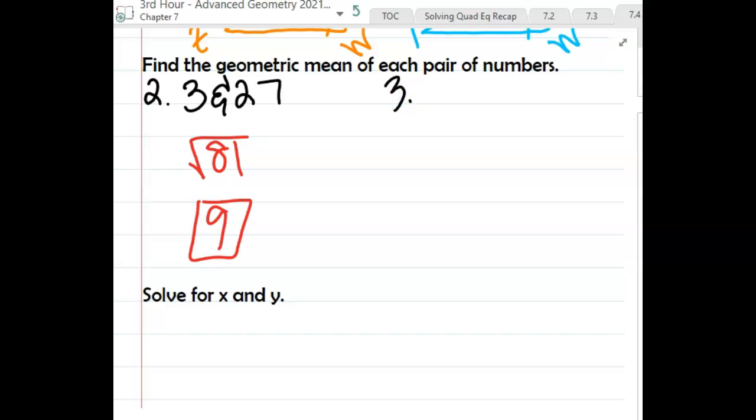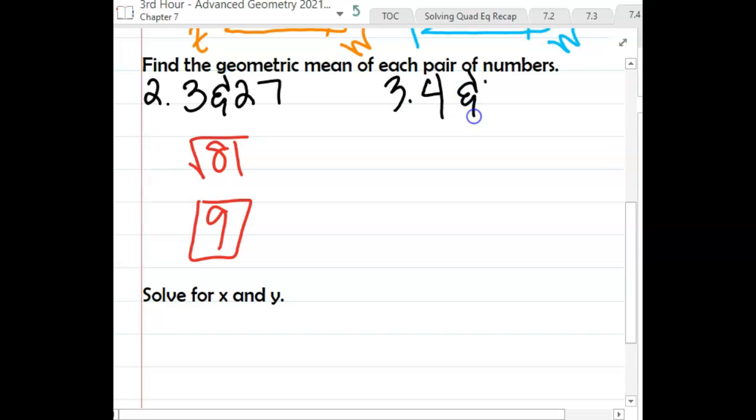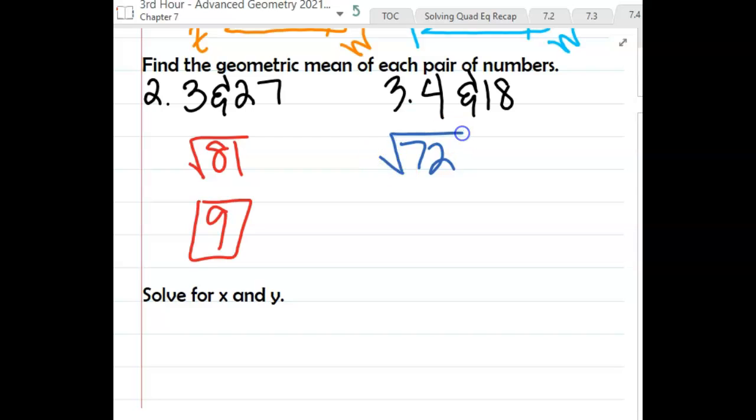Now number 3, if I have something that says 4 and 18, once again, for the geometric mean, you multiply them together, because keep in mind, they're the cross products. You would have 4 over x equals x over 18. If you did the cross products, you would multiply 4 and 18. We'd get 72, but that would be equal to x squared, because you'd also be taking x times x, which is why we take the square root to get rid of the square.